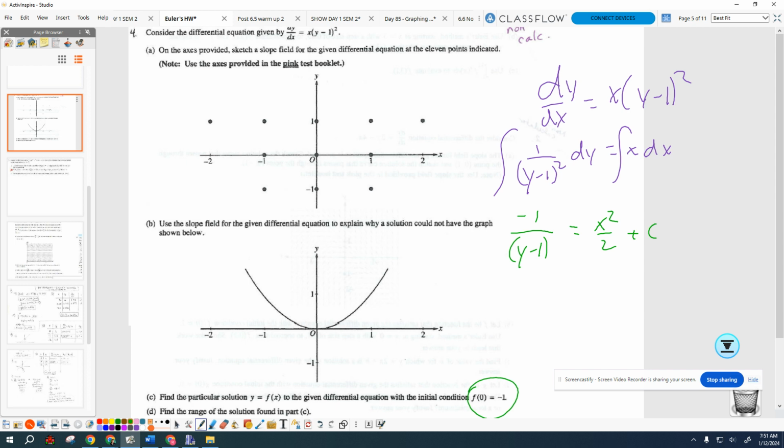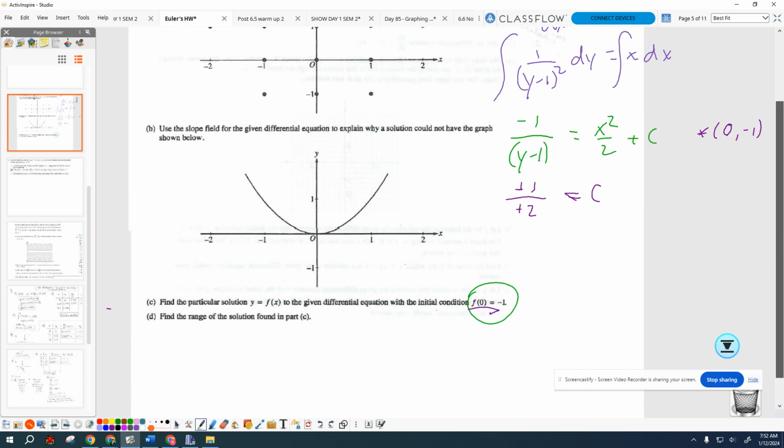I like to plug the coordinate in sooner rather than later. So right here, I'm gonna plug in 0, -1. It's in the problem, it's hard to see because it's almost off the board. So -1 over (-1 minus 1), which is -2, so that becomes positive 1/2. Is that right? 1/2 is equal to C. 1/2 is equal to C, all right.